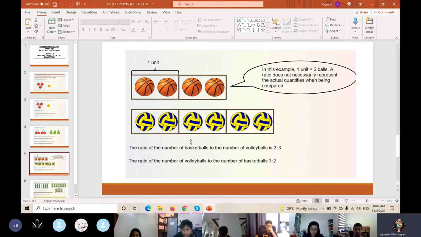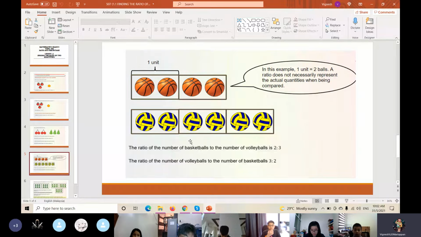The ratio of the number of volleyballs to the number of total balls. Very simple. Who can tell the teacher? 3 to 4. Wrong. Why 4? Wrong. 3 to 10.